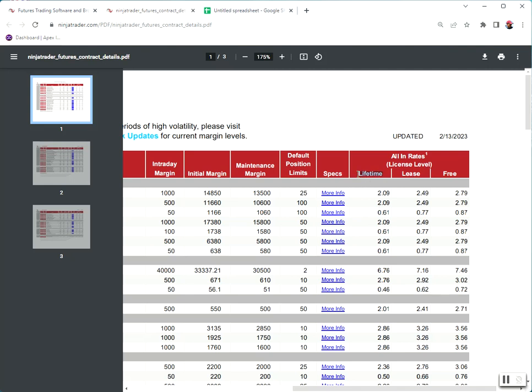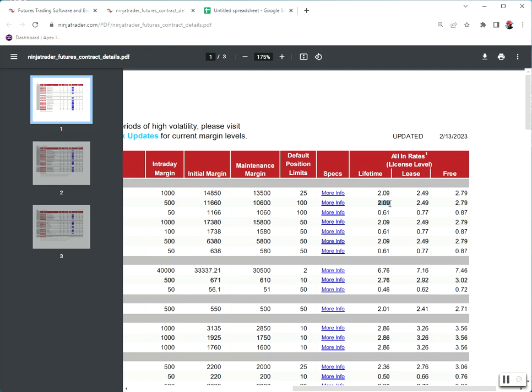Once you have a lifetime license for NinjaTrader, your commission per contract is $2.09. That's the commission that is collected by the exchanges. Now that's one contract, that's one way. One way means when you buy a contract.